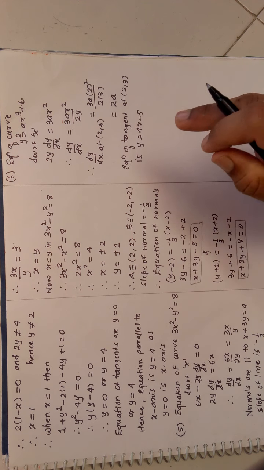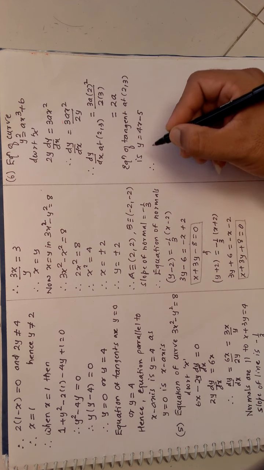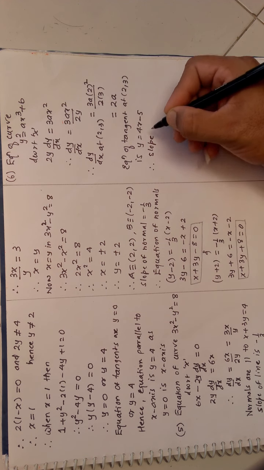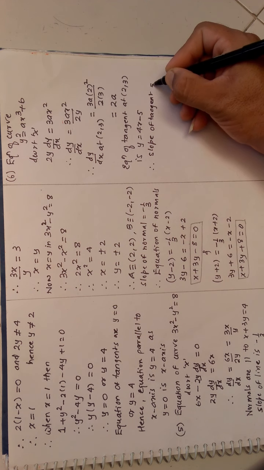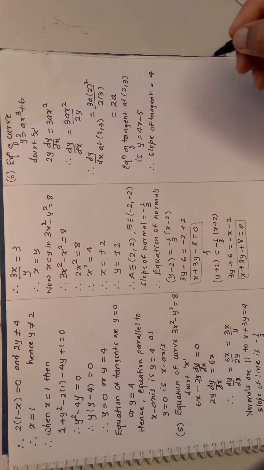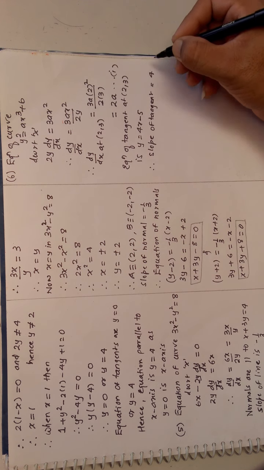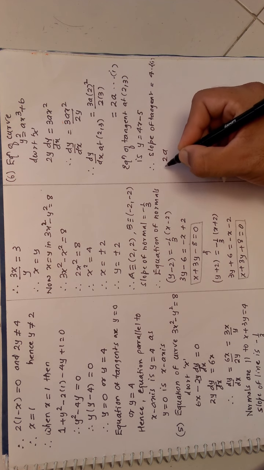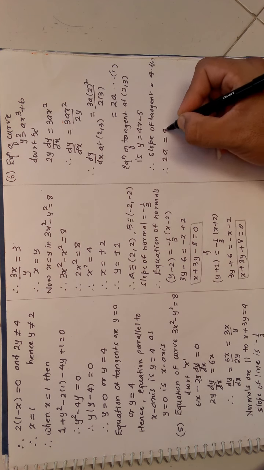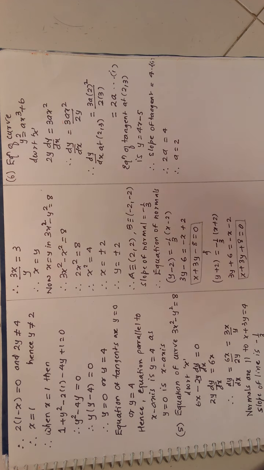So you can see that it is already in the form of y is equal to mx plus c. So therefore slope of tangent at the point 2, 3 is 4. So indicating very clearly that this 2a will be equal to this, that is 2a will be equal to 4. So I get a is equal to 2.